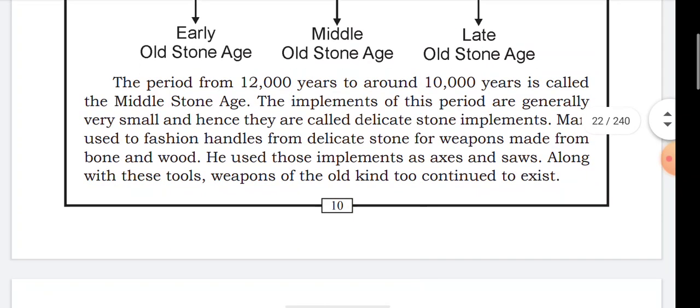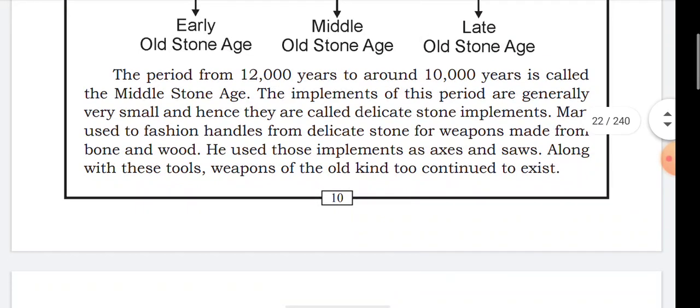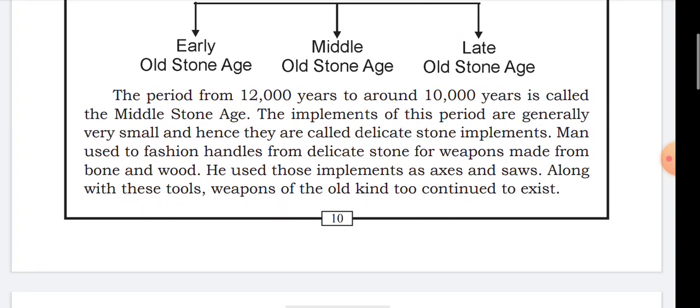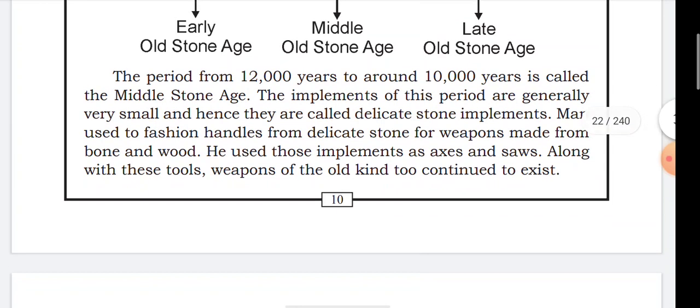Okay, so the period from 12,000 years to around 10,000 years ago is called the Middle Stone Age. The implements of this period are generally very small, and hence they are called delicate stone implements. Compared to the early Stone Age, the implements used during this period were very small, and they were classified as delicate stone implements.